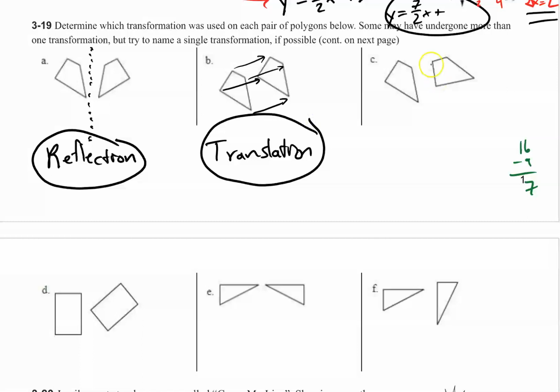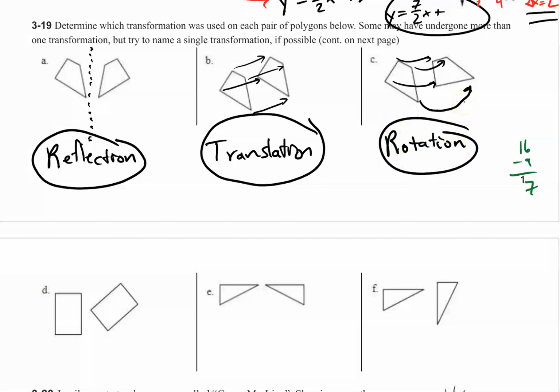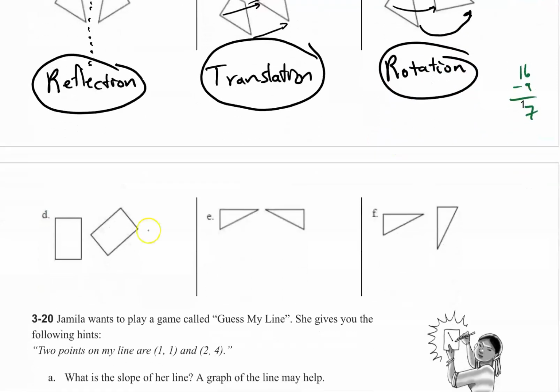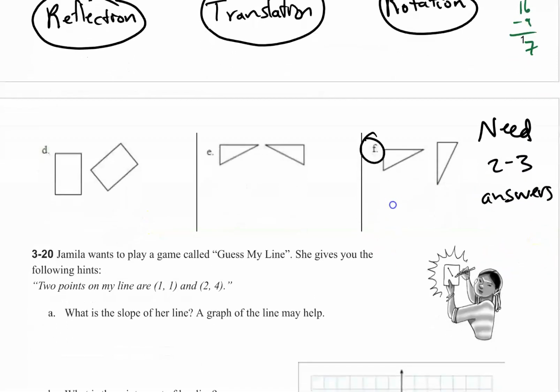And we have one more on this page. It's not really a mirror image, so it's not a reflection. It didn't just slide over because it kind of turned. So when you have one of these that kind of turns as it slides over, it is called a rotation. Rotation. I spelled that wrong. For the ones that turn, that's a rotation. So now you get to try D, E, and F on your own. For F, you need to have 2 to 3 answers. It's not just one transformation. It's 2 or 3 transformations.